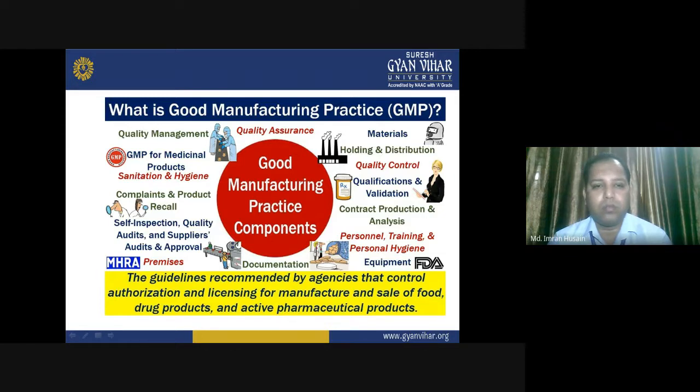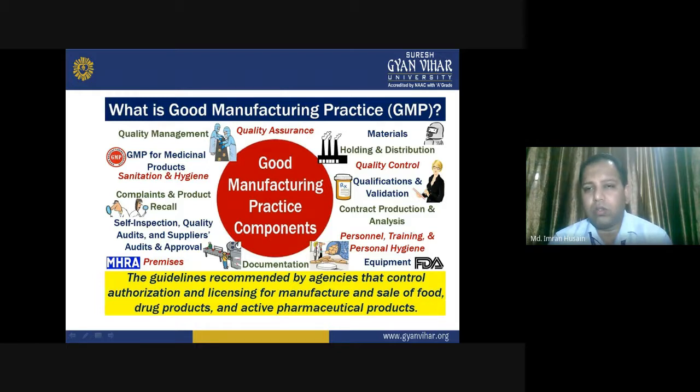Next, material holding and distribution, quality control, holding and distribution. Whatever material is coming in as a raw material for production purposes, and whatever material is going outside as a finished product, everything is held nicely and tested, and samples are kept in the record, and proper testing is done in order to make sure that everything is up to the mark and nicely produced.